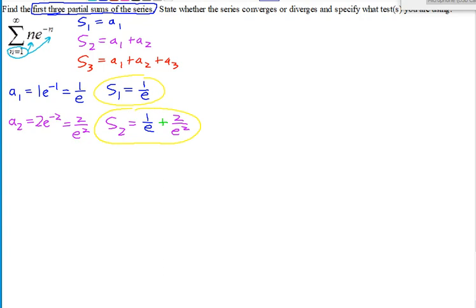And then to get the third term, you would substitute in 3. So it would be 3e to the negative 3. So it would be 3 over e cubed. So the third partial sum would be the sum of the first three terms. So the first term was 1 over e, plus the second term was 2 over e squared, plus the third term is 3 over e cubed. And you can keep going like that if you needed the fourth partial sum and so on.